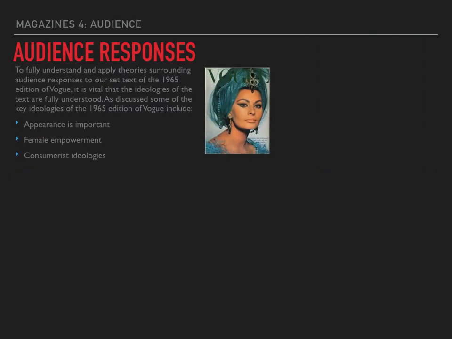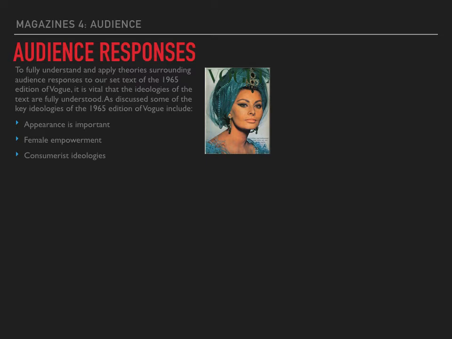So you can probably tell that to understand anything to do with media, audience responses to media, we have to fully understand the ideologies of the particular text. And so it's probably a good time now to remind ourselves of the key ideologies of the 1965 edition of Vogue that we've been studying.